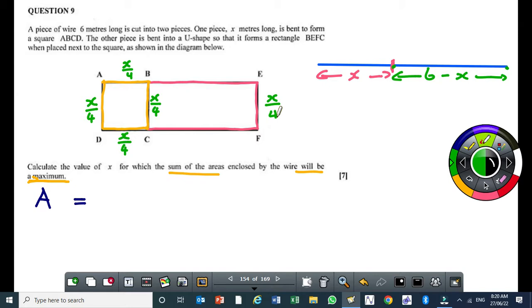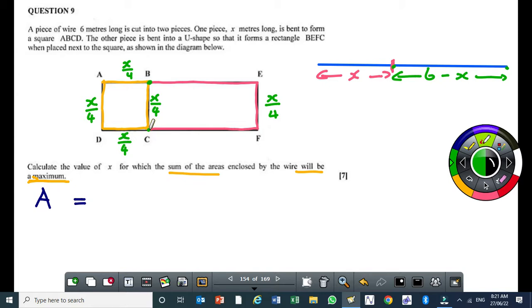If EF is x over 4, but the total length is 6 minus x, it means that we need to know the total length of CF plus BE. Then we add those two and divide by 2 to get the length of CF or BE. Remember, this x over 4 is part of 6 minus x, because from B all the way up to C, the total length is 6 minus x. Are you following what I'm saying?